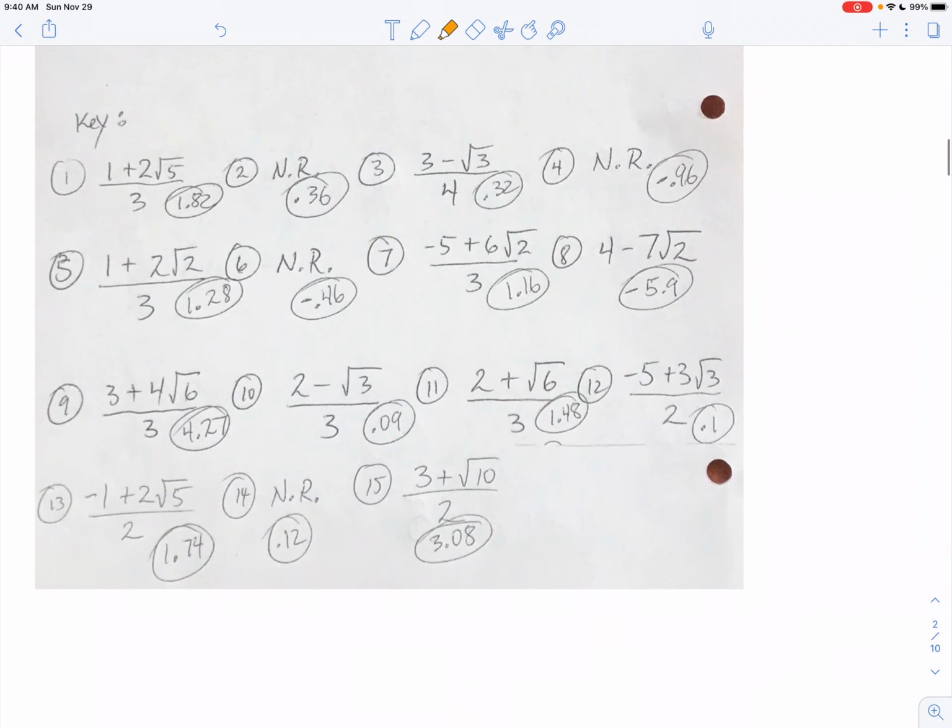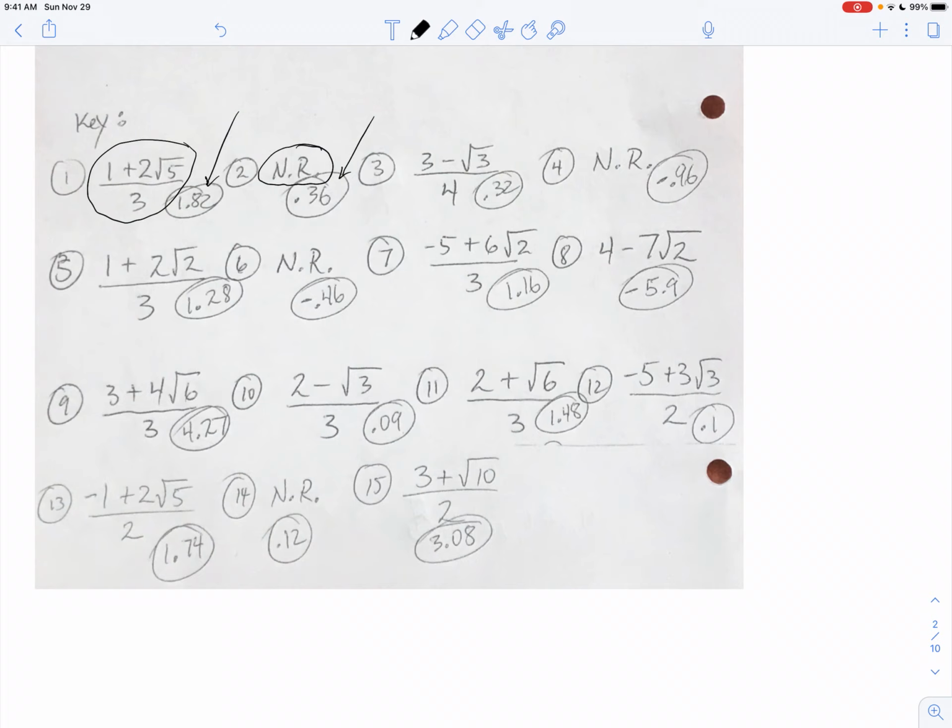I just want to make sure you know this. Like problem number 1: if you simplify this problem, that's the answer you'll get, and that is the decimal you should get when you punch it in on your calculator. And like I said before, not everything is reducible. Like problem number 2, I can't reduce it, so I wrote NR, not reducible, but I can still turn it into a decimal. Once again, that would be the decimal answer I'm looking for. Everything's rounded to 2 decimal places because that would be the hundredths place.